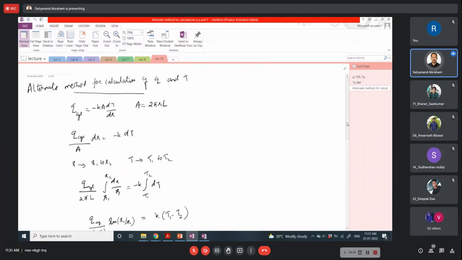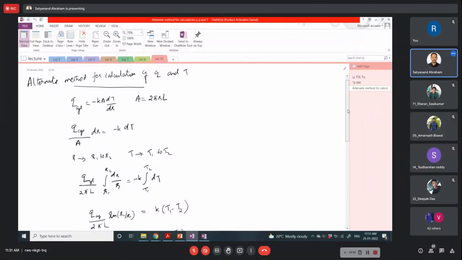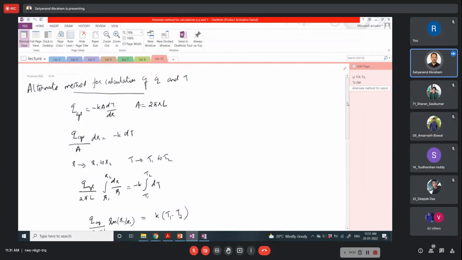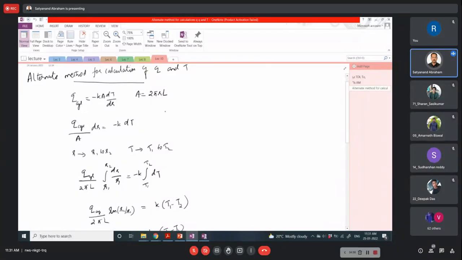And then we saw one alternative method for calculation of heat flux or heat transfer as well as the temperature. Till now, we were working from the basic governing equation. We can also try it based on Fourier's law itself. So this is just an alternate method. You can use it for a Cartesian system, cylindrical system, or even for spherical systems.